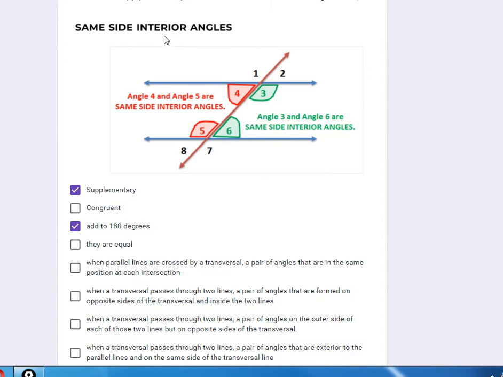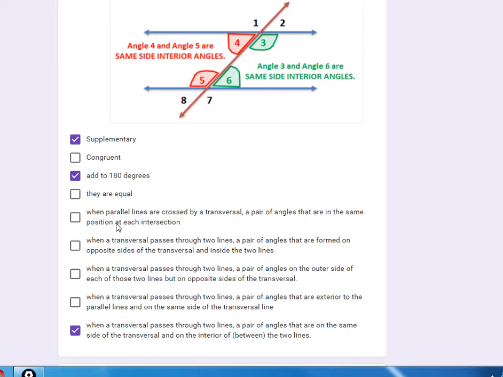Checking this one, same side interior. So same side interior, they're going to add up to 180 degrees. So 4 and 5 are going to add up to 180, so they're supplementary. And these ones are when a transversal passes through two lines, a pair of angles that are on the same side of the transversal. So look, there's a transversal, there's the angle, on the same side. And they're on the interior, so they're between the lines.